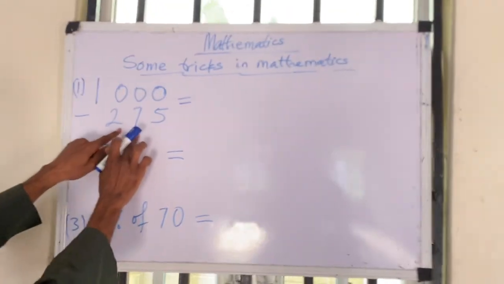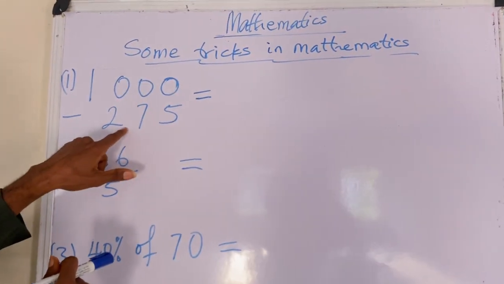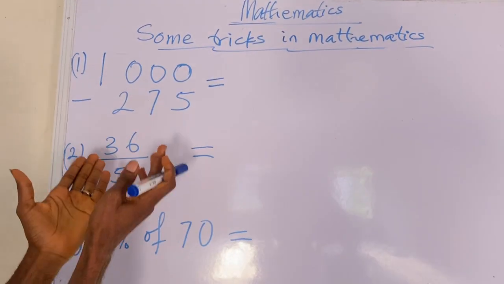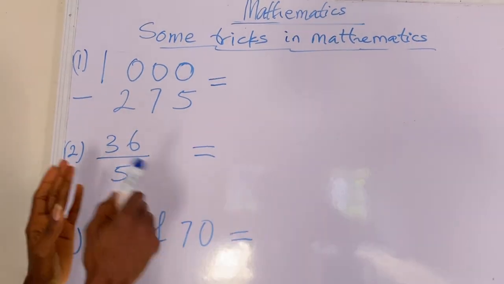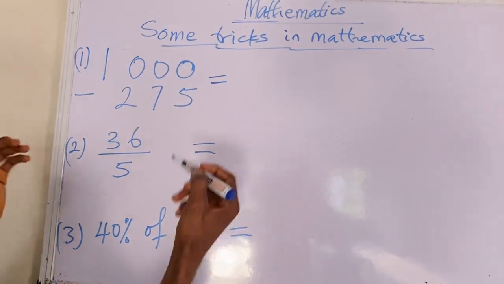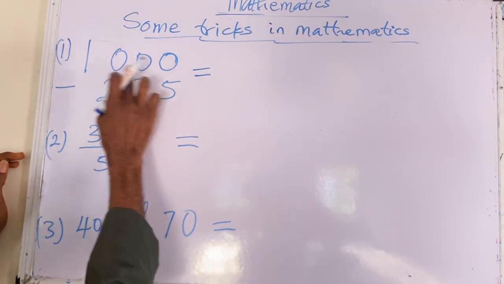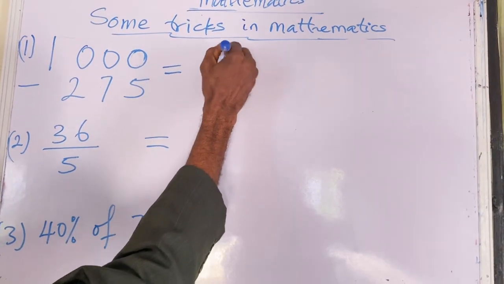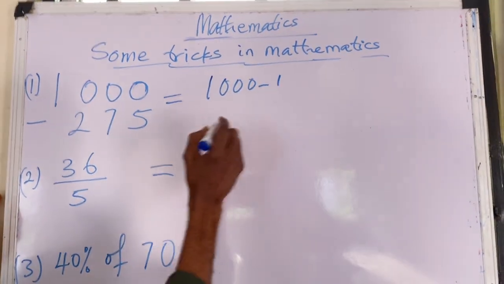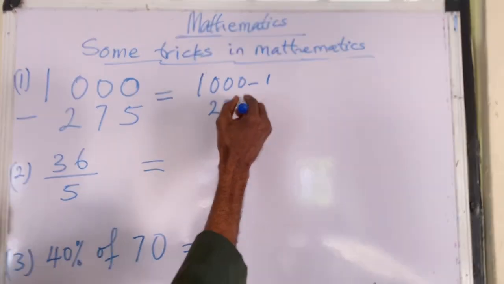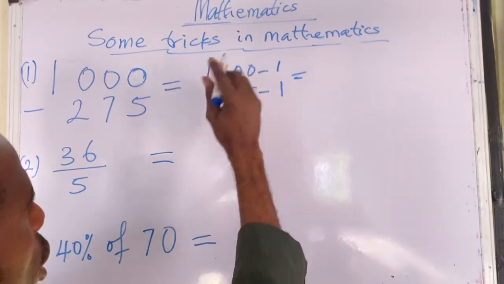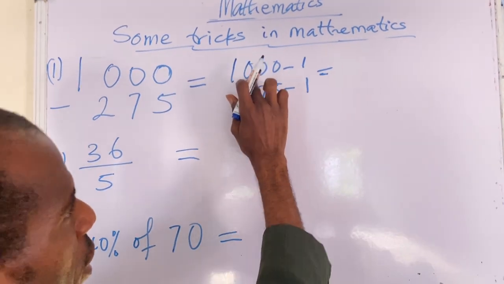The first one we have here is 1000 minus 275. It will be very difficult for somebody to do this, especially children. We have to make sure that we make it easy for us to understand. How do we do so? Just come down to this place, right? 1000 minus 1. Also remove that same 1 from the one below, to become 275 minus 1.